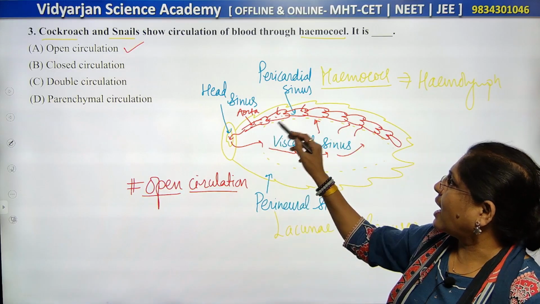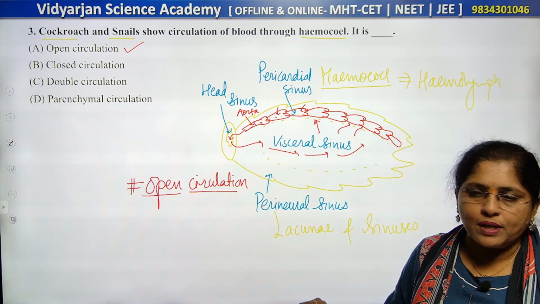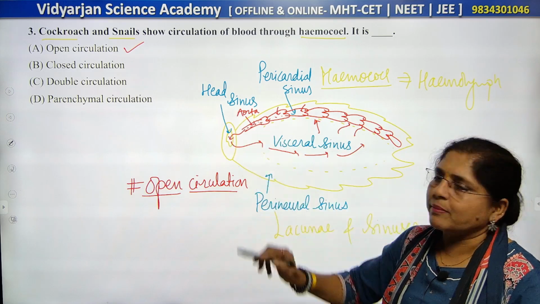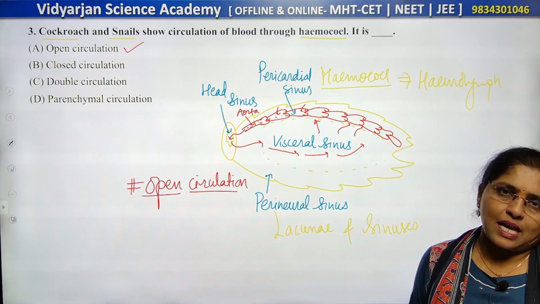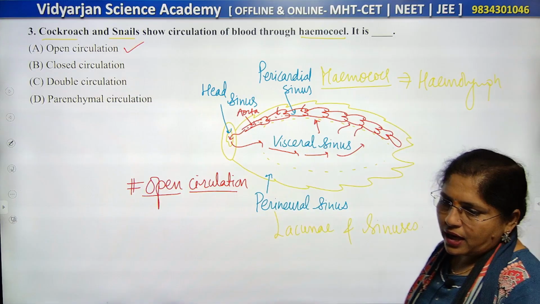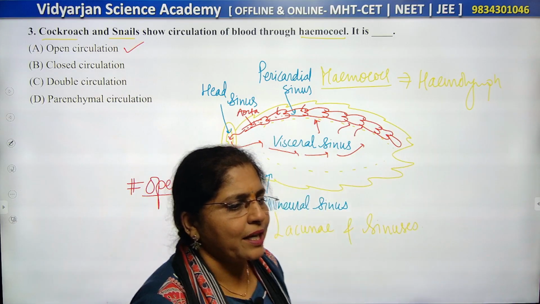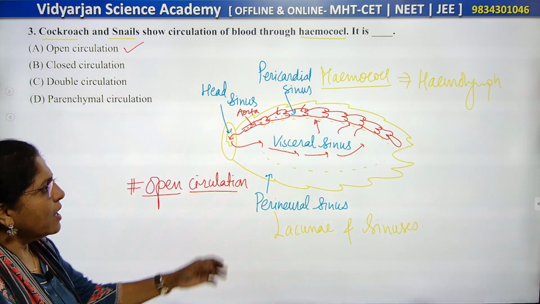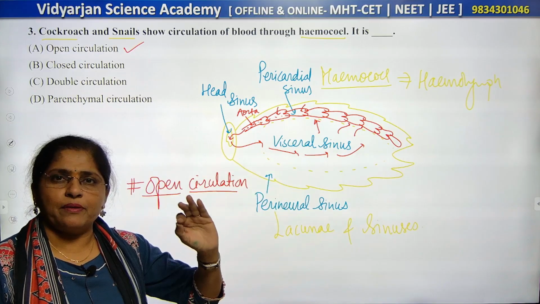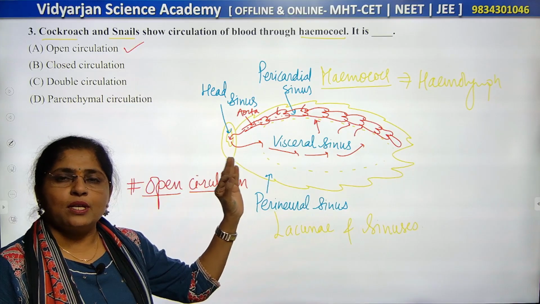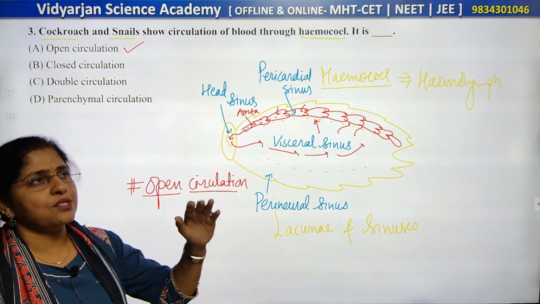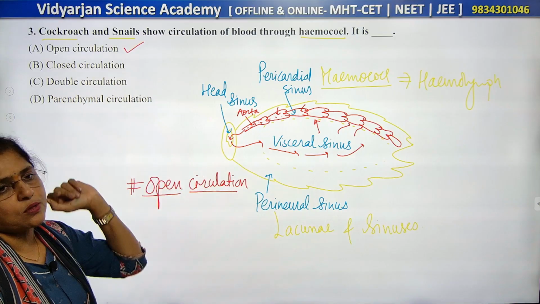The heart will receive the blood, the hemolymph, and then it will come to the aorta, and from the aorta it will enter the head sinus. Okay, so this is the overall journey of the blood, or we can say the hemolymph, in the cockroach body, which gives you the open circulation. And remember friends, this open circulation will be very, very slow. It is not very fast as you are observing in the closed circulation.